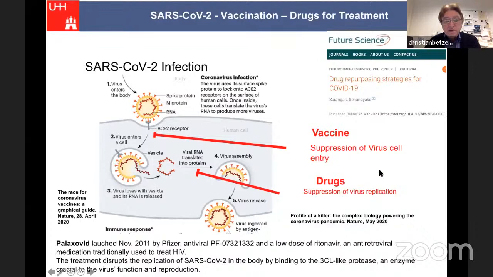As you saw, drug development can take up to 12 years. So we and other groups went straight to repurposing. And we also found very nice candidates which are suppressing the replication of the virus. Important to mention, Pfizer just launched Paxlovid, a drug which is also inhibiting the main protease of the virus, but it needs a relatively high dose of this type of drug.